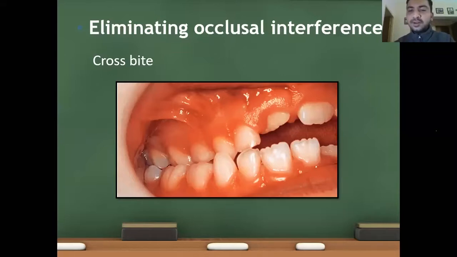So make sure that there are no high points in the restoration, or there are no occlusal interferences, because that occlusal interference could lead to crossbite, which is a malocclusion, and that might require orthodontic treatment at a later date. So eliminating occlusal interferences is a part of preventive orthodontic procedure. So occlusal interferences could be due to high points in the restoration. It could also be due to enamel pearls, or it could also be due to prominent cingulum of the maxillary incisors.